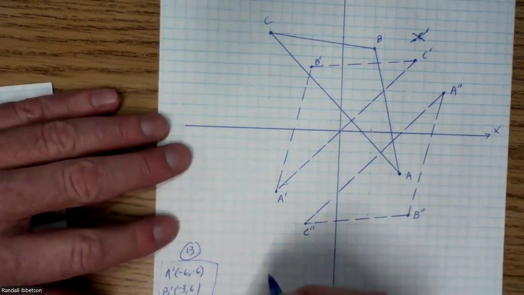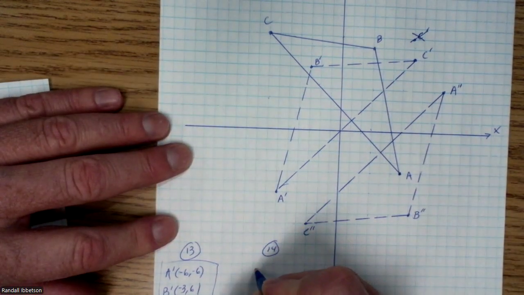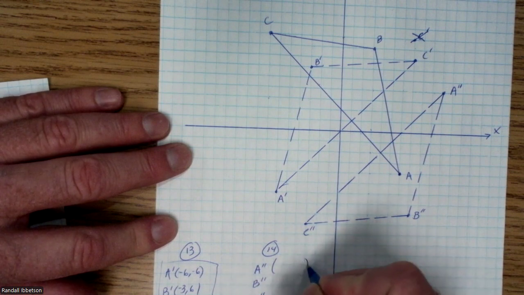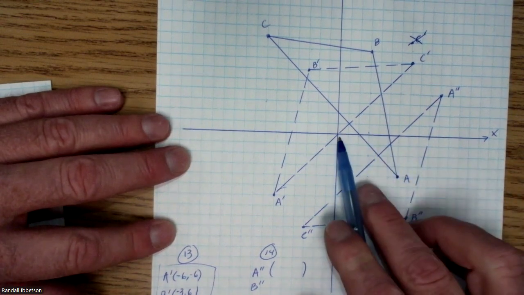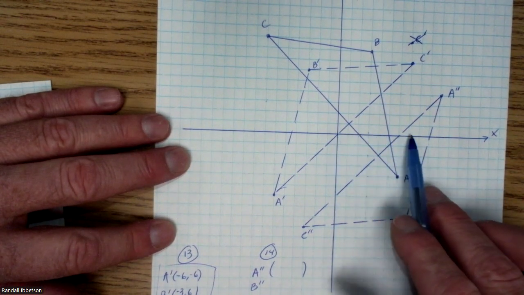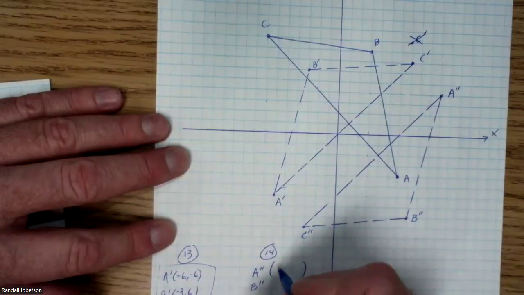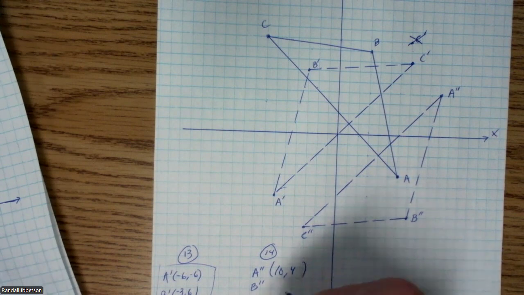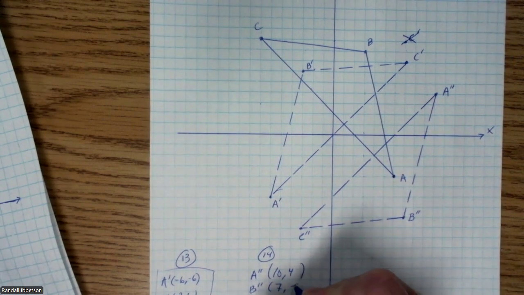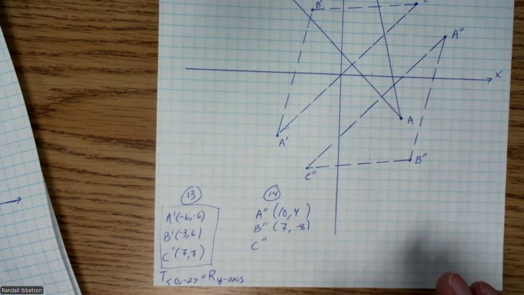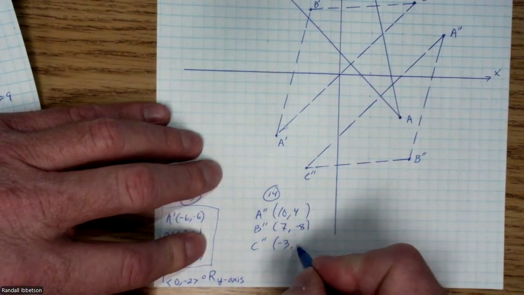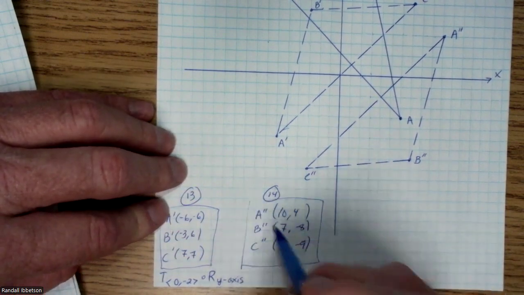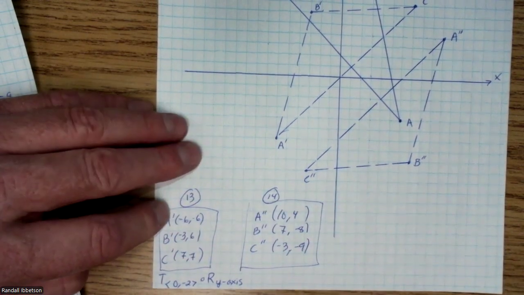All right, so that was problem number 14. And now I can write my answers. Double prime, double prime, and double prime. Just got to figure out where they are. A double prime is at 10, 4. If you count correctly, B double prime is at 7, -8. And C double prime is at -3, -9. So here are the answers for number 14. I won't rewrite the composition here.